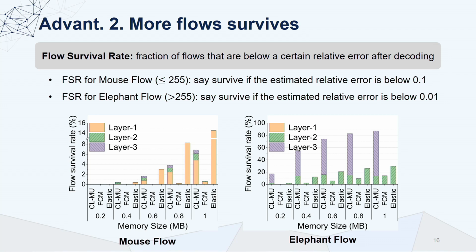Flow survival rate is defined as the fraction of flows that are below a certain relative error after decoding. In the figure, a higher survival rate indicates less estimation error, and the layer number means where the flow is decoded. Comparing the three schemes, Elastic Sketch shows better accuracy than the others for mouse flows, since it uses most of the memory as an 8-bit counting sketch for a mouse filter. Other than that, Countless outperforms the other schemes and shows that flows can be decoded in all layers regardless of the flow size.